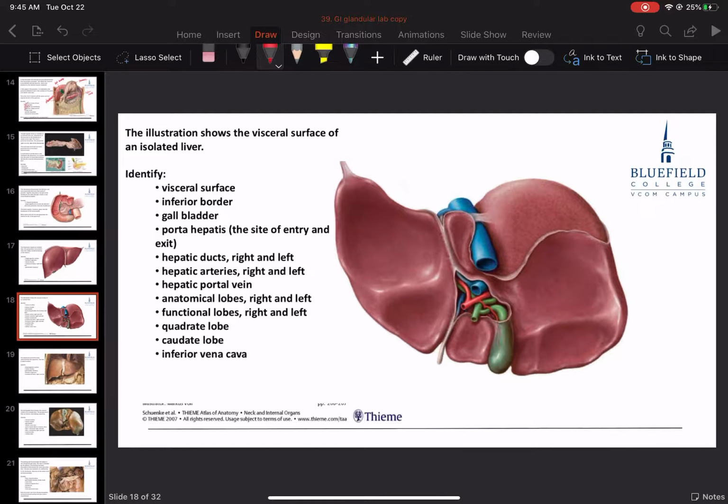And then the right functional lobe is supplied by arterial blood from the right hepatic artery, and same for the left. Okay? We've covered that. And then here's an image from Rowan's atlas.